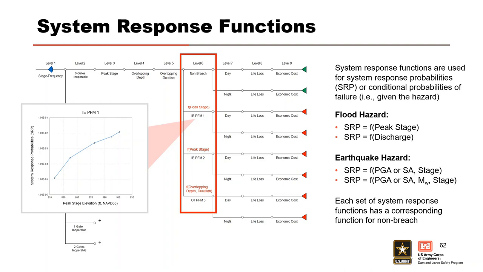In the next level of the event tree is the system response functions. This is where we will input the estimated system response probabilities, which are the probability of failure given the loading. Like I said before, the system response can be a function of a variety of things, like stage, PGA, earthquake magnitude, etc. Each set of system response functions will have a corresponding function for non-breach. This is the case because each set of branches from a given node must be collectively exhaustive so that we satisfy event tree rule number 2.